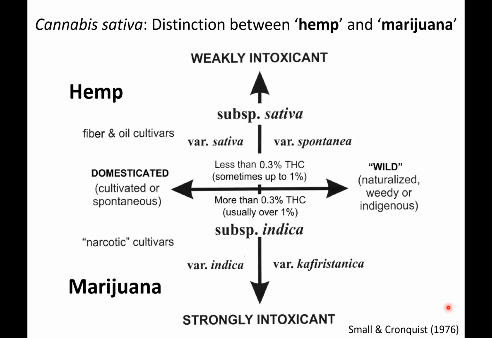So when we talk about hemp, we need to be clear that it's all one species. It's Cannabis sativa, and there are actually two varieties. There's one that doesn't have any cannabinoids with psychoactive activity. So these are the ones with, as you can see on this slide, less than 0.3% tetrahydrocannabinol. And there are the ones with high levels of tetrahydrocannabinol, and those are the psychoactive cultivars called marijuana. And this is from the famous book, Small and Cronquist from 1976.